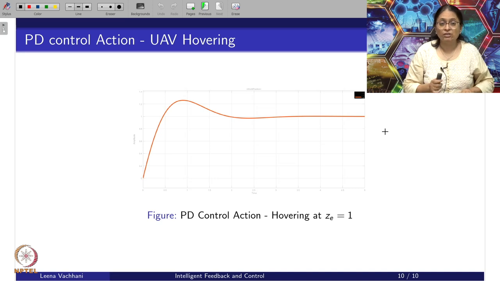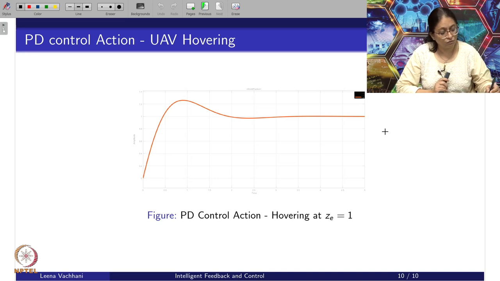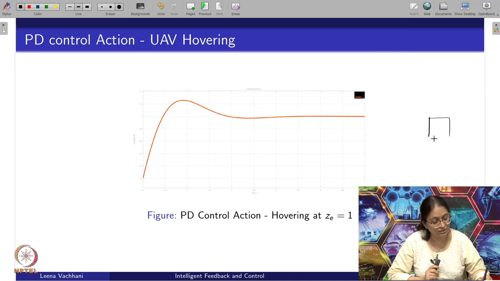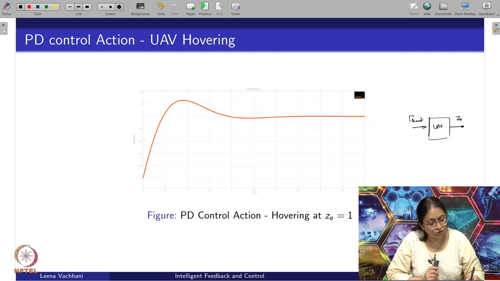At the same time, we have to understand this transformation and where it is sitting. So what we have is a plant, which is nothing but our UAV. The output of this plant is my ZE, whereas the input to this plant is F thrust. We have seen this, correct? Now we are applying the control over the transformed variable V. So we should have a transformation, since this particular control is applied on this particular virtual variable V. This is the transformation which is turning a Z set point into a V set point.